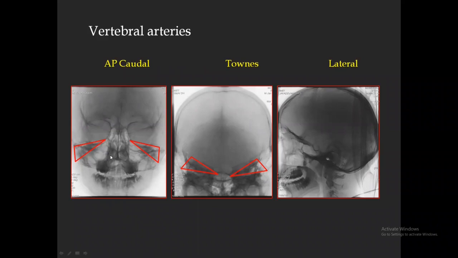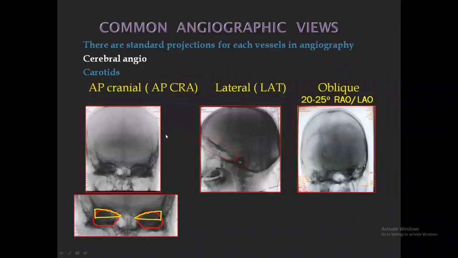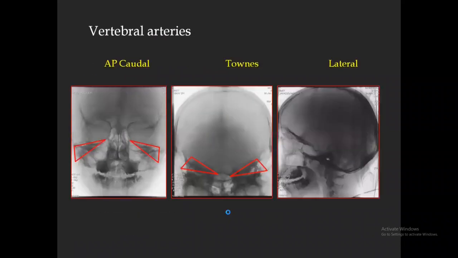This is a caudal view, actually, with caudal angulation. This is again the Towne's view, in which the petrous should be projected above the orbital roof. This is called the Towne's view, and the lateral view. These are the common views taken in vertebral artery angiograms, and previously, these are the carotid artery angiogram views.